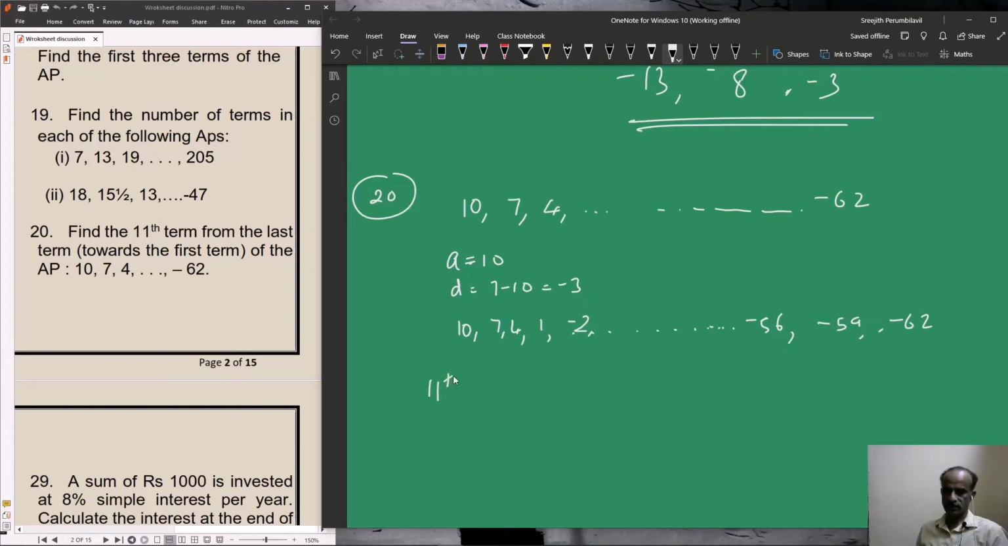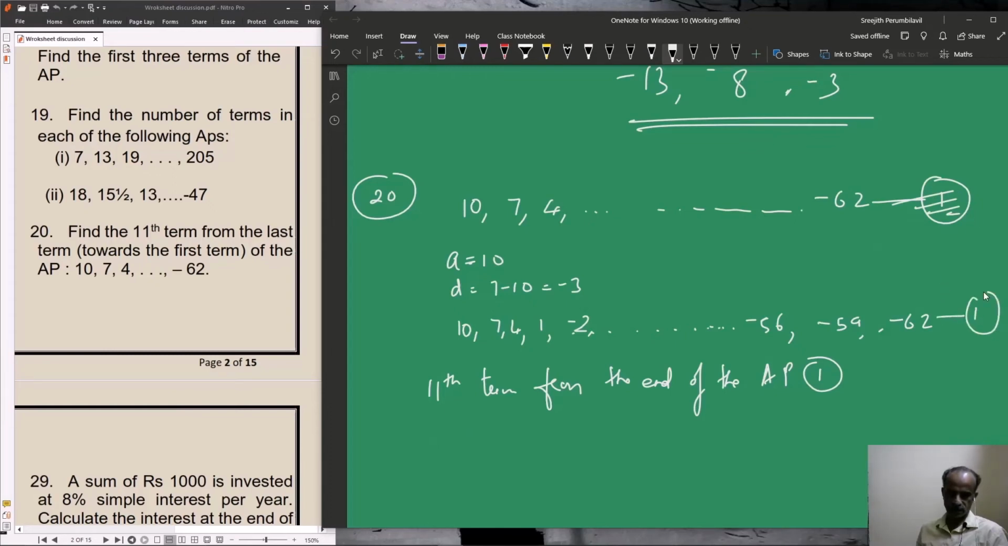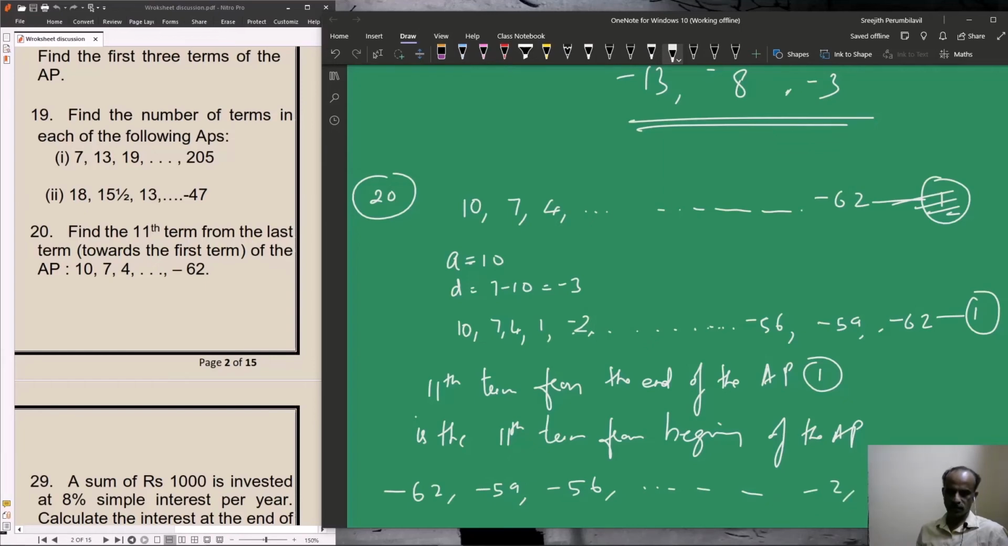So the 11th term from the end of this AP, which I am naming AP 1, is actually the 11th term from the beginning of the AP if I write it in reverse order: minus 62, minus 59, minus 56, etc., then minus 2, 1, 4, 7, 10.